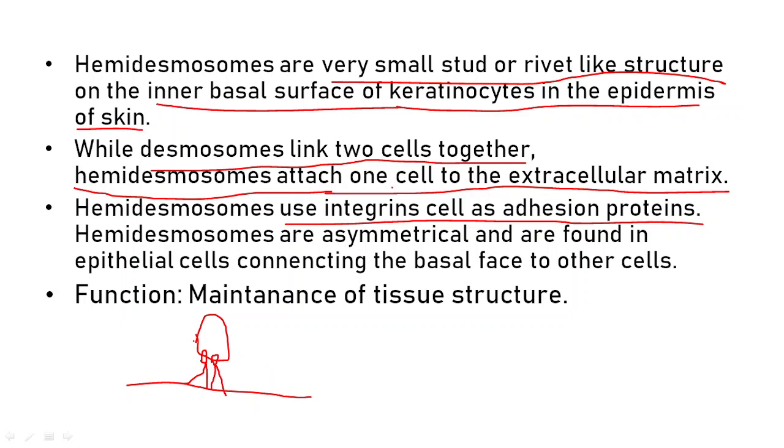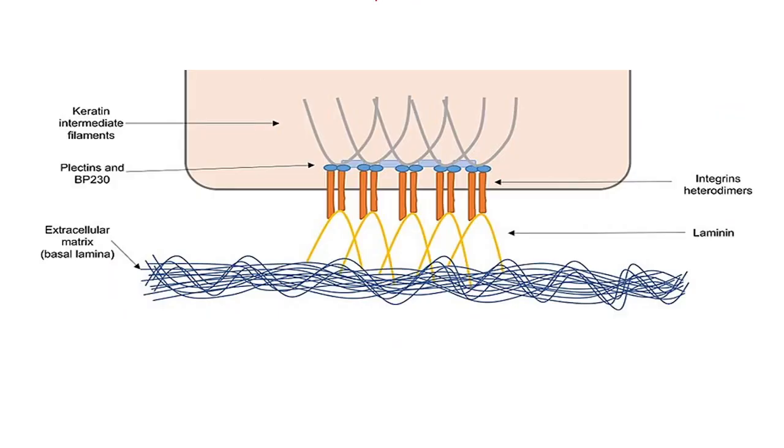Hemidesmosomes are asymmetrical and are found in epithelial cells, connecting the basal surface to the matrix. Their function is maintenance of tissue structure and anchorage to the basal membrane. Here is the picture of keratinocytes. This is the extracellular matrix or basal lamina. These are integrins, and here we can see the hemidesmosome and laminin, connecting the cell.